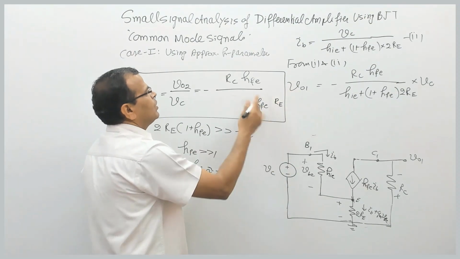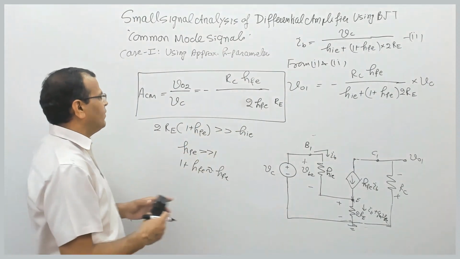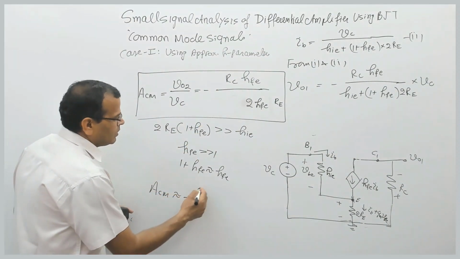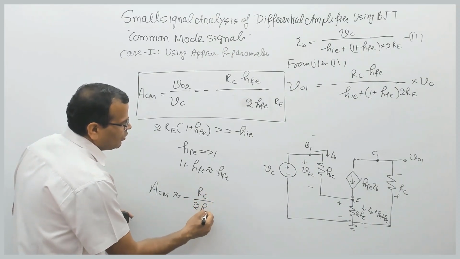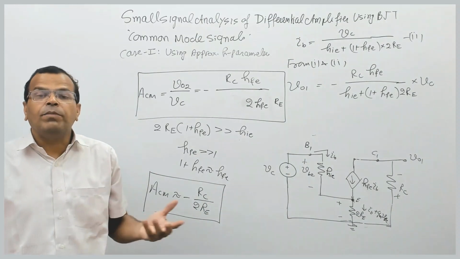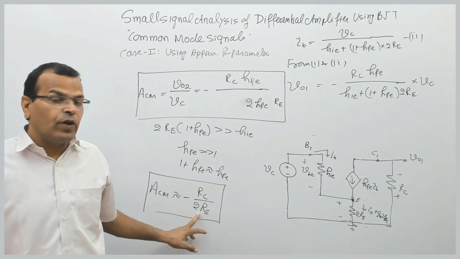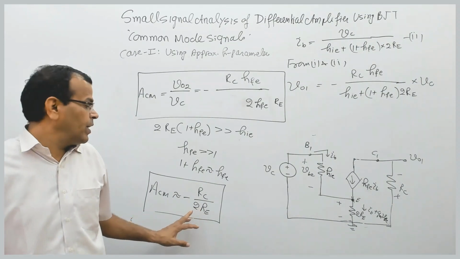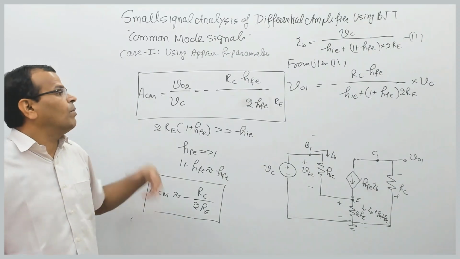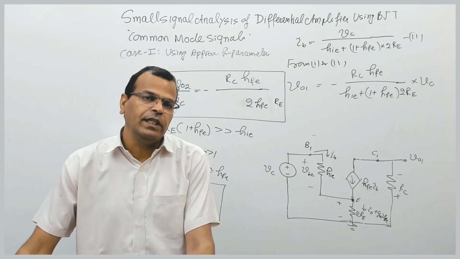So this becomes twice HFE into RE. And HFE gets cancelled out from the numerator. So common mode gain becomes minus RC upon twice RE. That is the approximate expression. The same expression we discussed in case 1. Fine. So I conclude again, I can reduce the common mode gain by increasing resistance RE. So this is all about common mode gain of the amplifier using BJT.